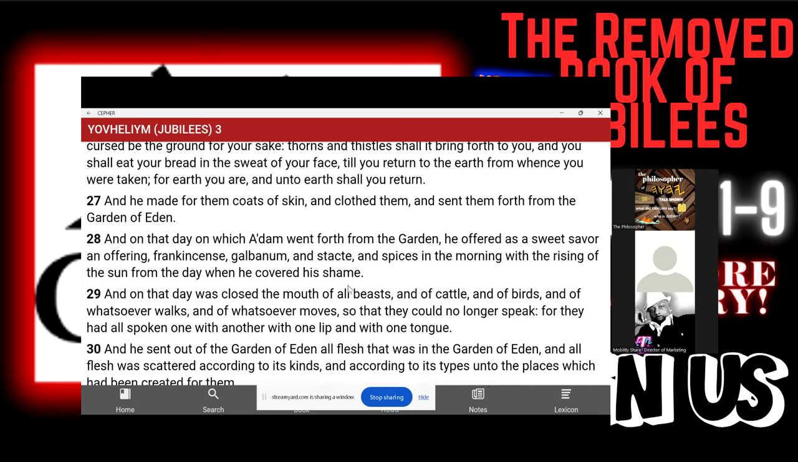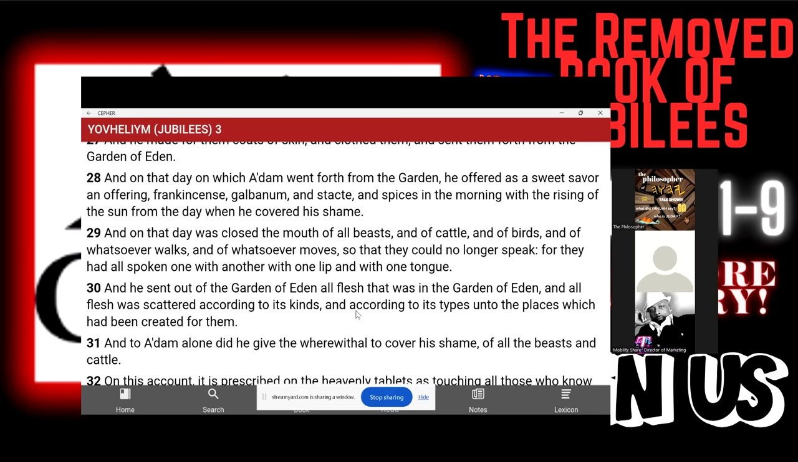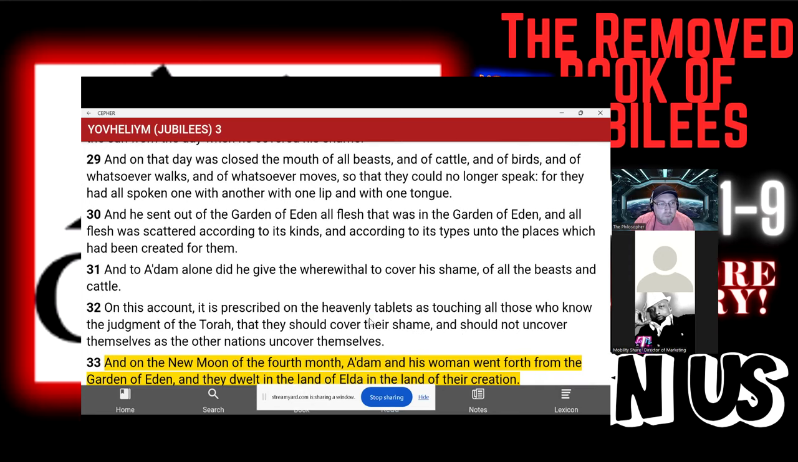And on that day was closed the mouths of all beasts and all cattle and birds and whatsoever walks and whatsoever moves, so that they could no longer speak. Very important we look at that. The animals were all speaking at one point. For they had all spoken with one another, with one lip and with one tongue. And he sent out of the Garden of Eden all flesh that was in the Garden of Eden, and all flesh was scattered according to its kinds, according to its types, unto the places which had been created for them.